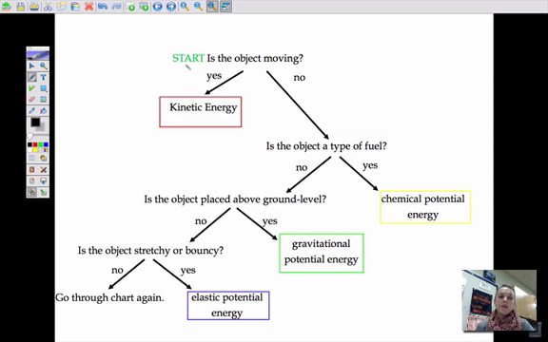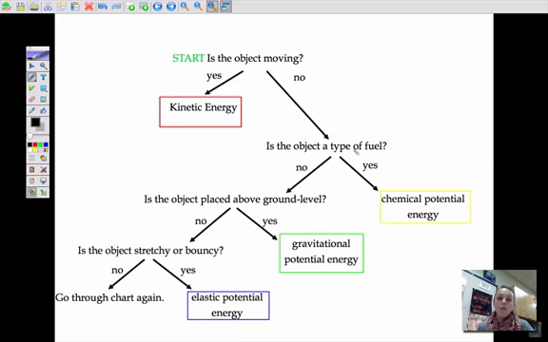Given an object, you should be able to classify it as either kinetic or one of the 3 different types of potential energy. In order to do so easily, it's really nice to follow a flowchart. You'll always start here, and you'll ask yourself, is the object moving? If your answer is yes, it's kinetic energy. If the answer is no, then you need to ask yourself some more questions.